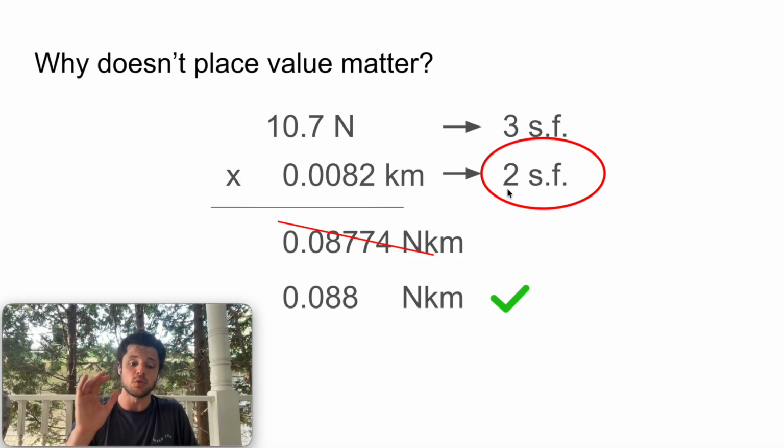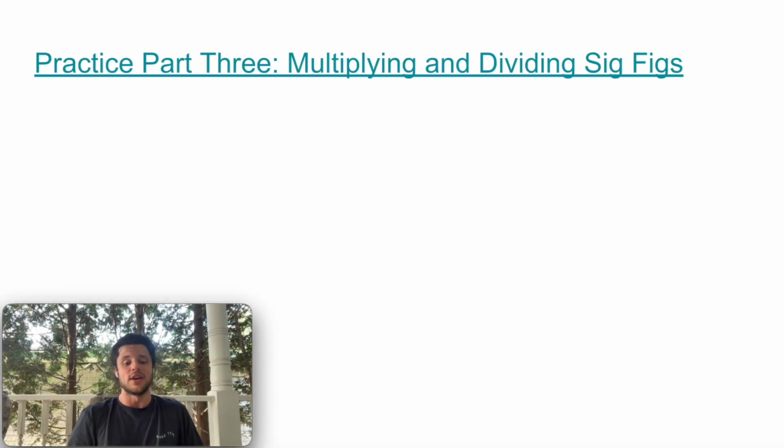So that's why place value is important for addition and subtraction, because we have to be in the same units, but it is not important for multiplication and division, because we are now dealing with units that are not necessarily compatible with one another. And so the place value can shift around. It doesn't have any bearing here anymore. And that's why we attend to the quantity of significant figures, rather than the place value. All right, so now that we know how to multiply and divide significant figures, let's take a look at the problems from our problem set and run through those.